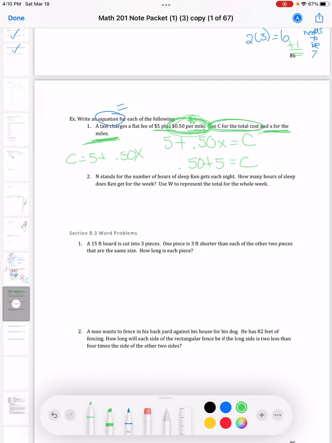Oh wait, it does tell us. W is going to represent the whole week. So we definitely want to use that W and N. So we're going to use those variables W and N and think about writing it. So go ahead and give this a try and pause the video.